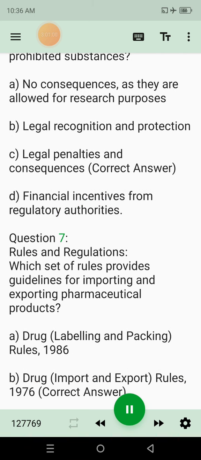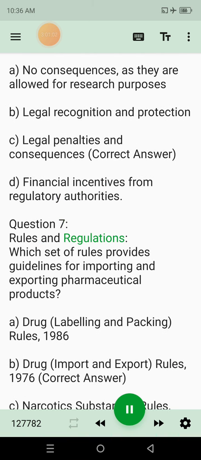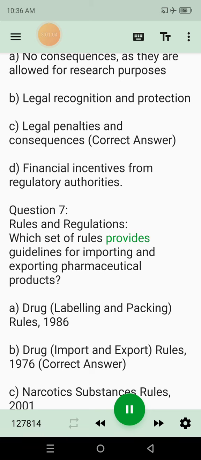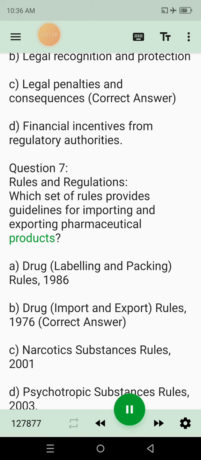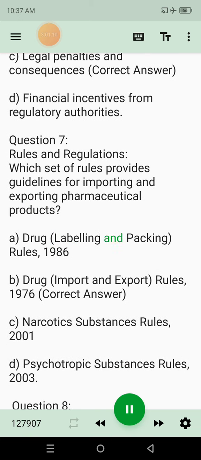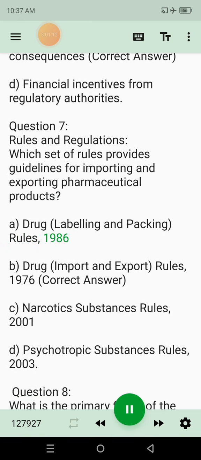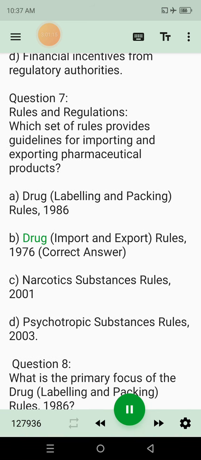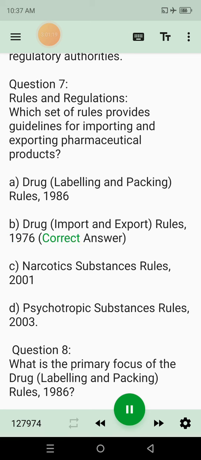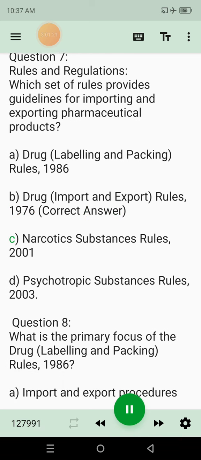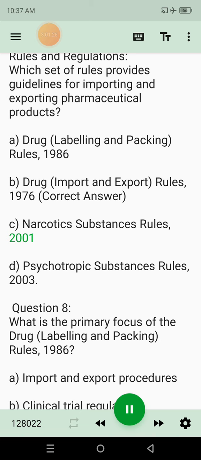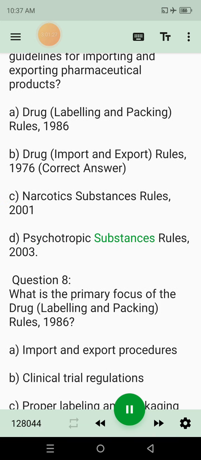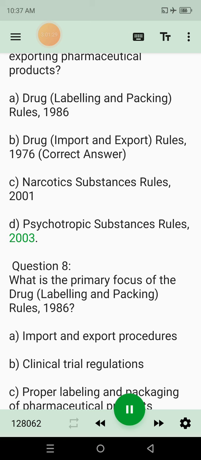Question 7. Rules and regulations. Which set of rules provides guidelines for importing and exporting pharmaceutical products? A. Drug Labeling and Packing Rules, 1986. B. Drug Import and Export Rules, 1976. Correct answer. C. Narcotic Substances Rules, 2001. D. Psychotropic Substances Rules, 2003.